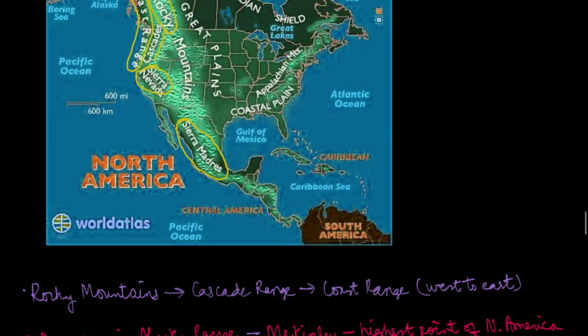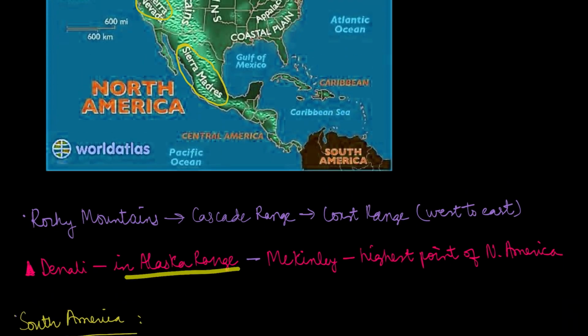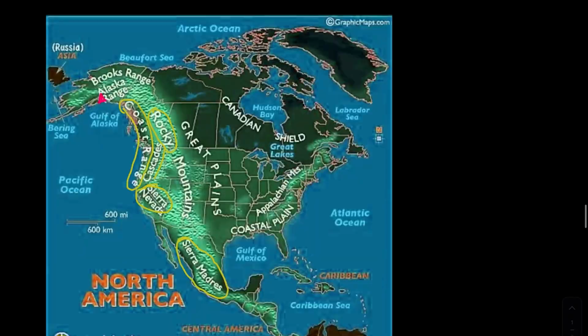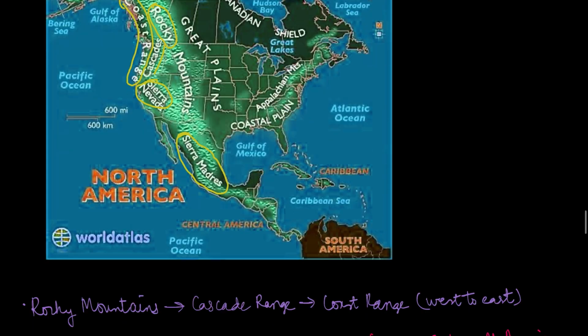And this point over here in Alaska is called Denali, which is in the Alaska Range. It is also called McKinley. It is the highest point of North America. So this right here, Denali, McKinley, is the highest point of North America.